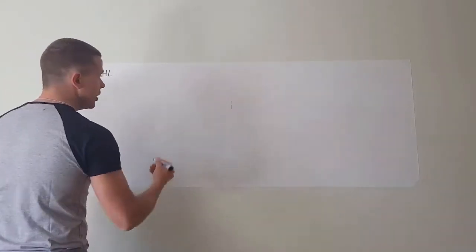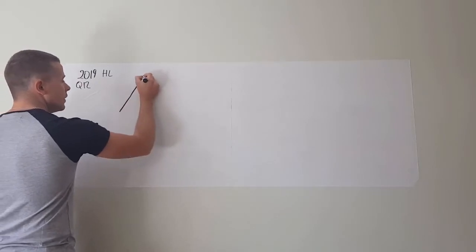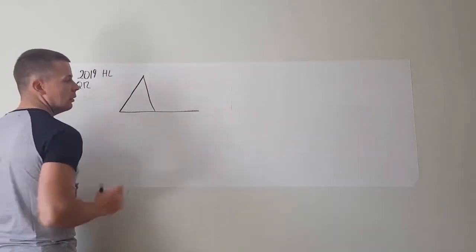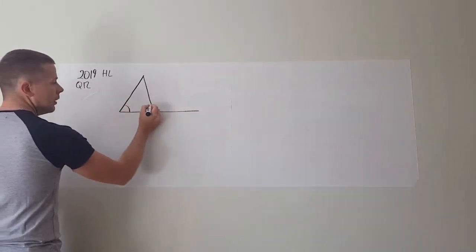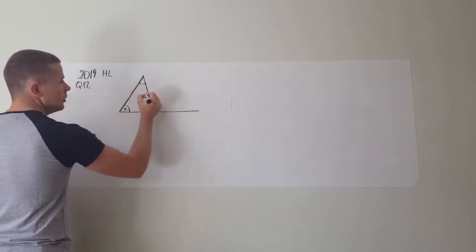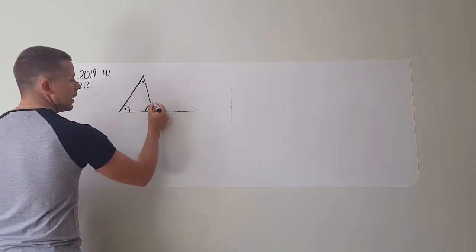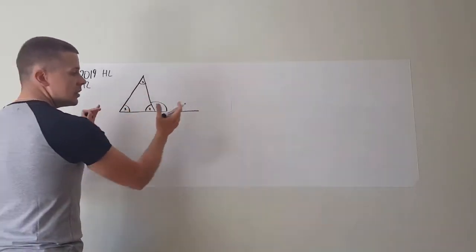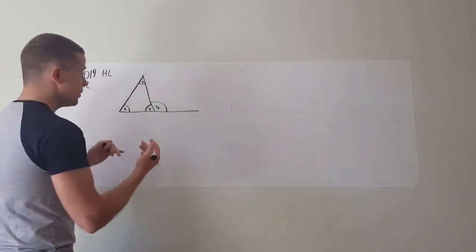So first of all, the diagram that will go along with this. We have a triangle here, and we're just going to extend the base of the triangle out. Then we mark in the three angles, and we'll call them 1, 2, and 3. This is our exterior angle here, and we'll call that angle 4. So that is the diagram that we would be given.